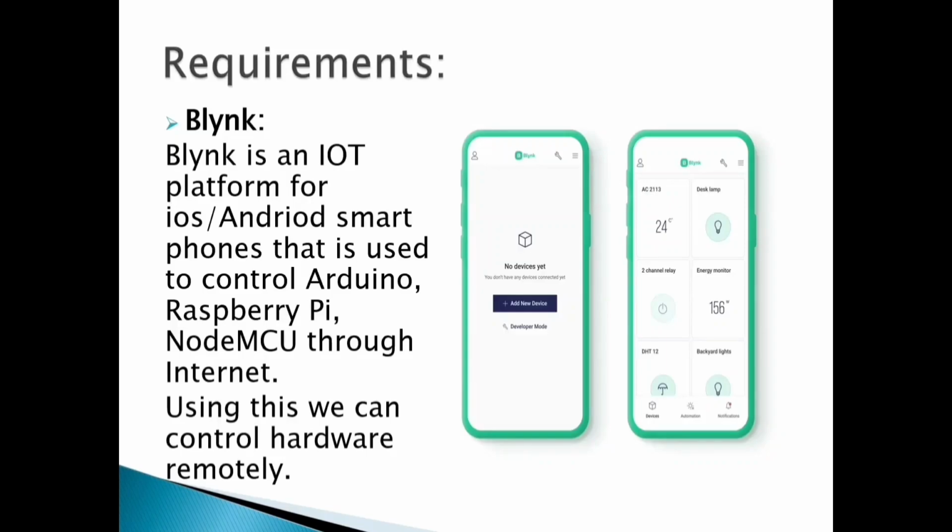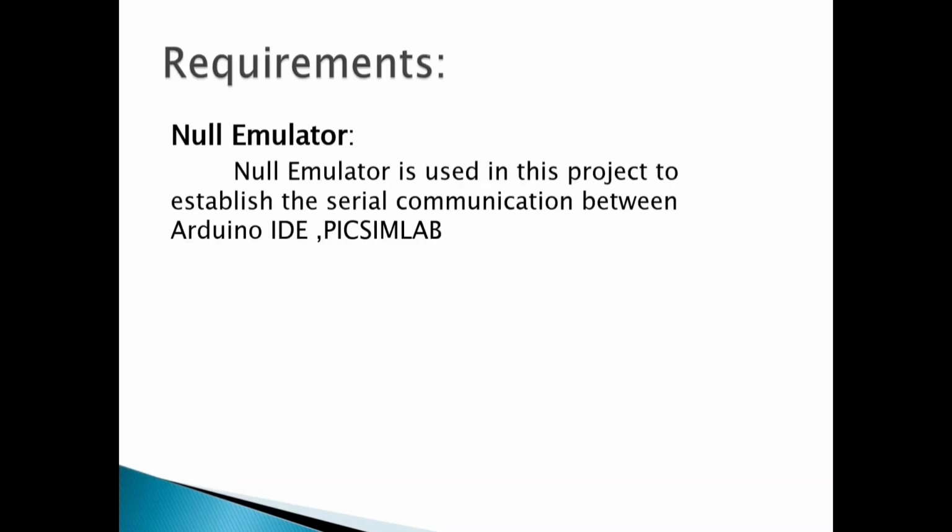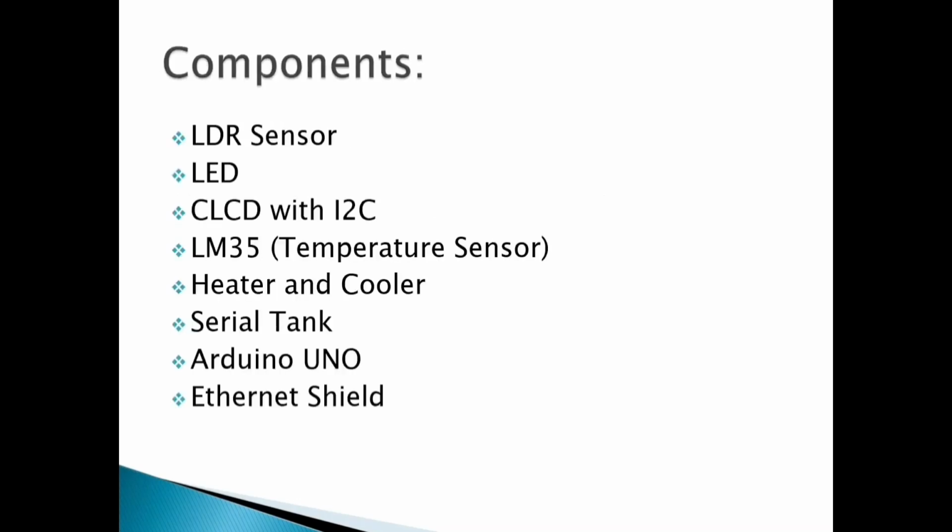Blink mobile application. Blink is an IoT platform for iOS or Android smartphones to control Arduino, Raspberry Pi, NodeMCU through internet. Using this we can control hardware remotely. And requirements: Null emulator. Null emulator is used in the project to establish the serial communication between Arduino IDE and PiximLab.